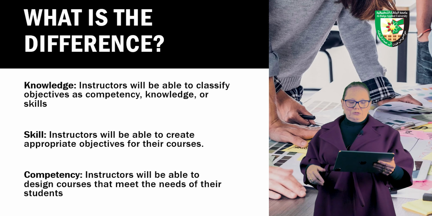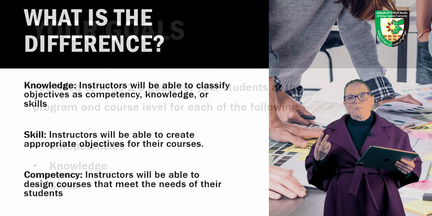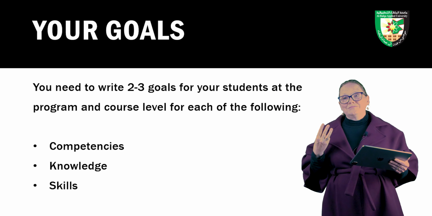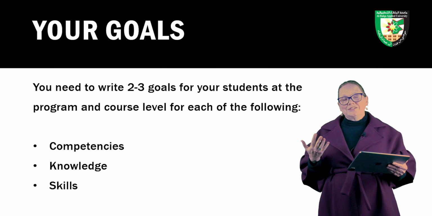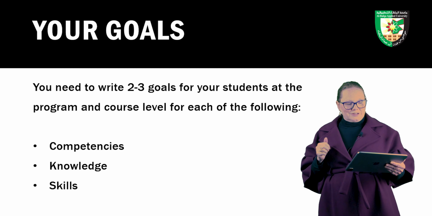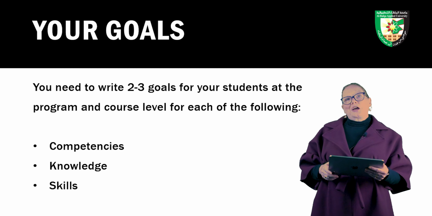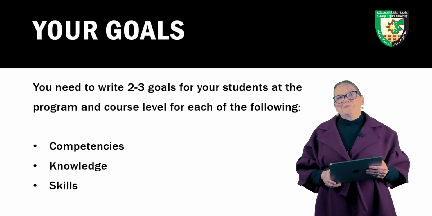So your goal or task is to write 2 to 3 competencies, 2 to 3 knowledge outcomes for your program, and 2 to 3 skills for your program and courses. In another video, I'll talk about writing these outcomes and objectives.